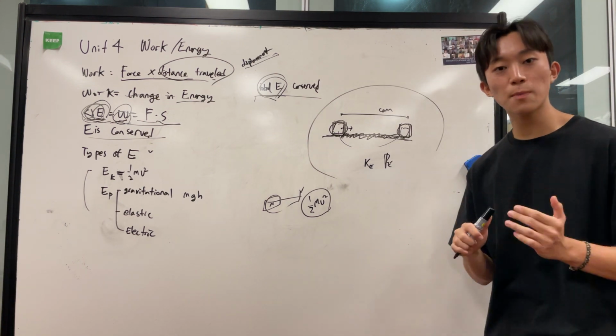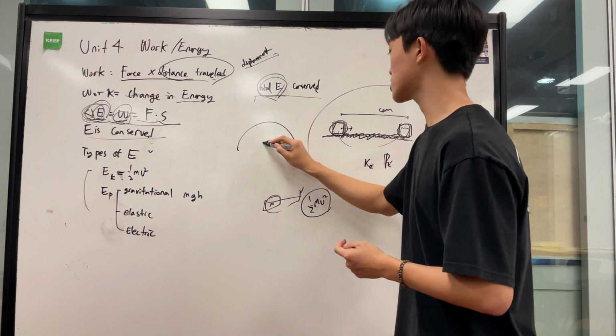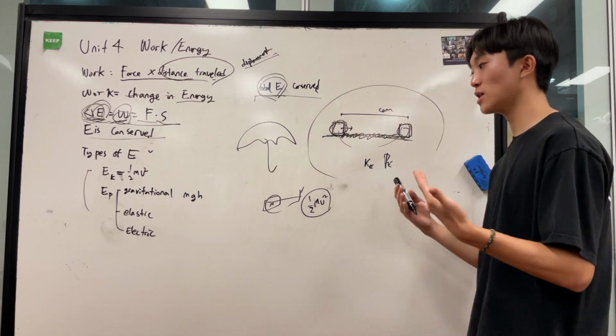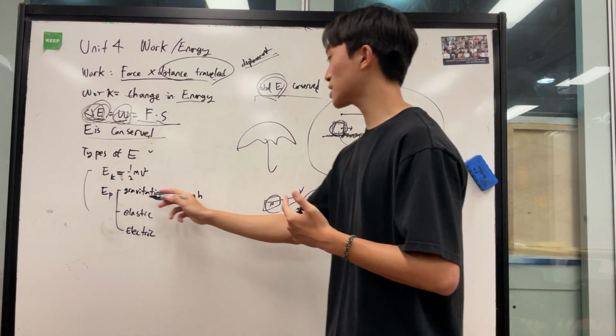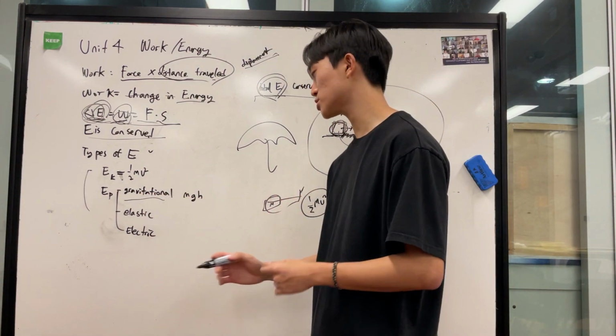Now, the second type of energy is potential energy. But potential energy is like an umbrella term. Potential energy can mean various different types of potential energy. First type, and the type that will appear most frequently, is gravitational potential energy.